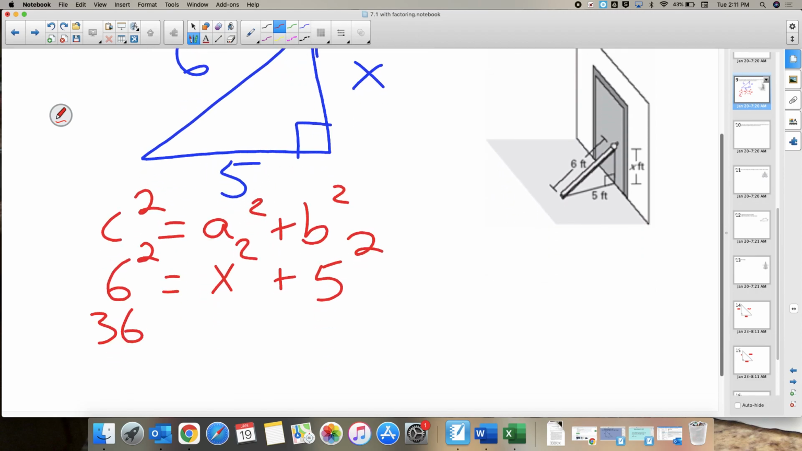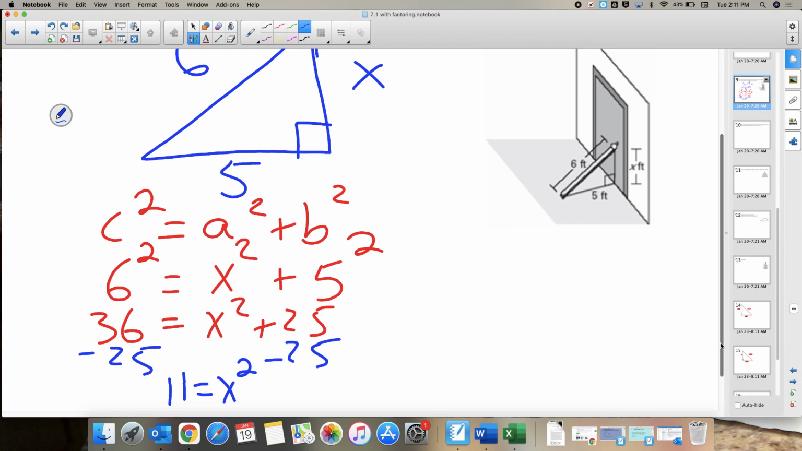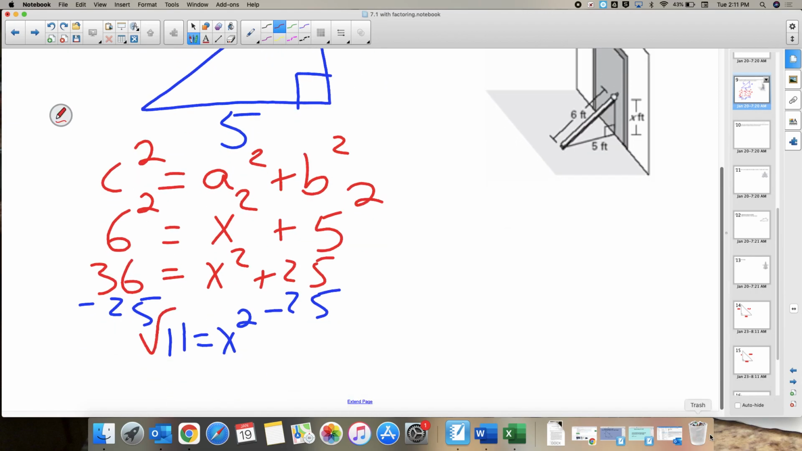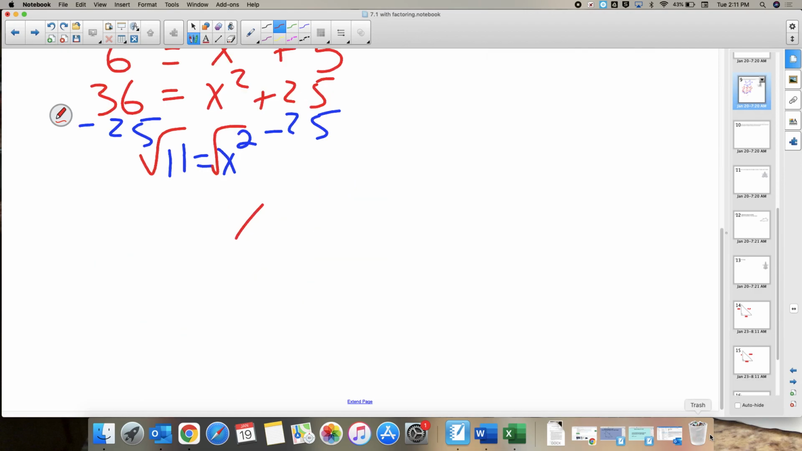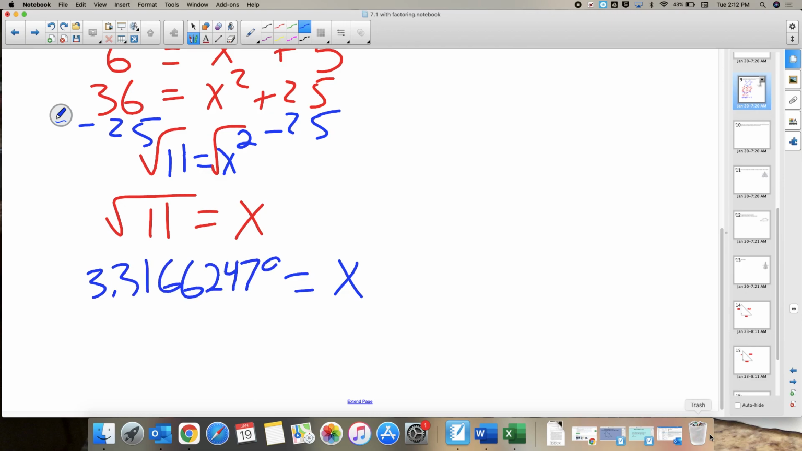So right now I got 36 equals x squared plus 25. We'll subtract our 25 over. So we get 11 equals x squared. And now we take the square root of each side. Here is where we have to be careful. In the directions, they say that they want to know exactly how high it is. That does not mean to take the square root of 11 and get 3.3166247. It does not mean to do that. It does not mean to round it.